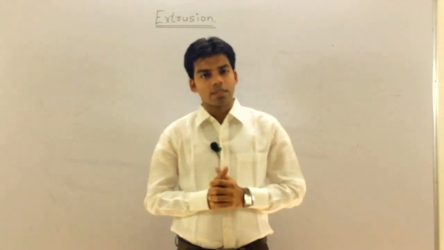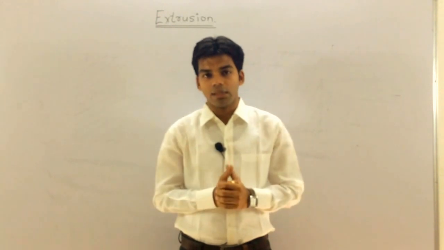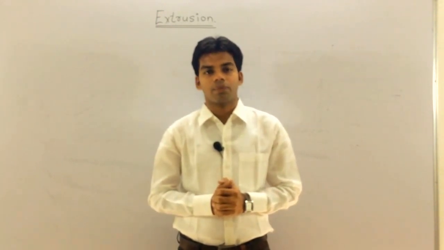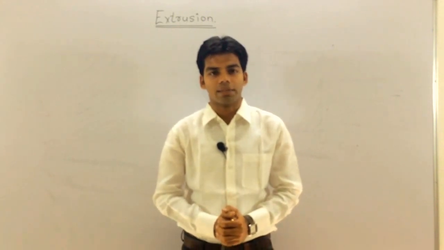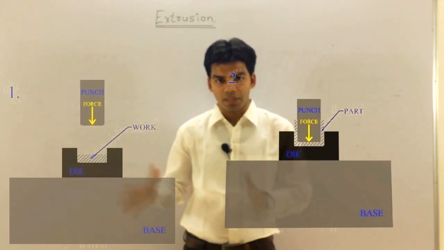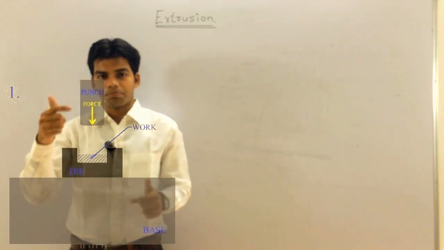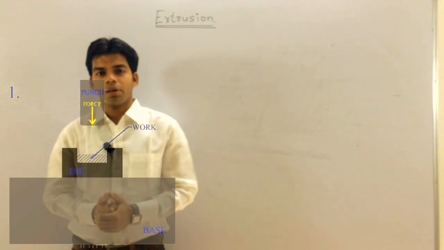Next type of extrusion process is the impact extrusion process. Now, as the name suggests, in this an impact load is applied on the material. We use soft material in this. Okay, you can see the arrangement here. I will show you with the help of two figures. This is the first figure. In this, we have the punch, the workpiece and the base.